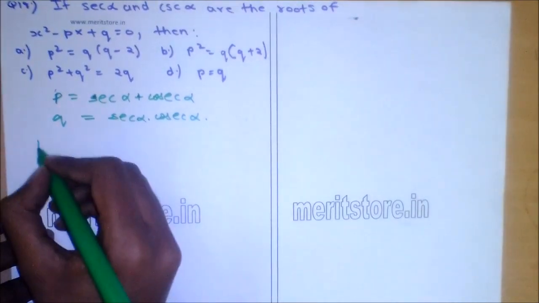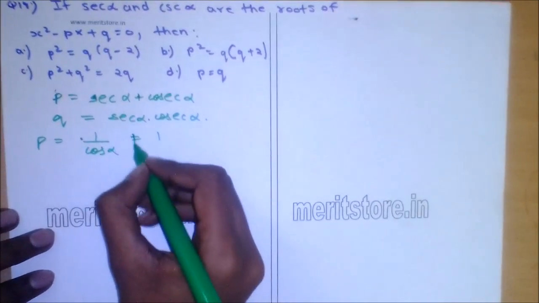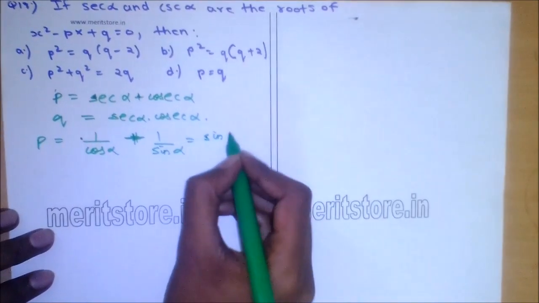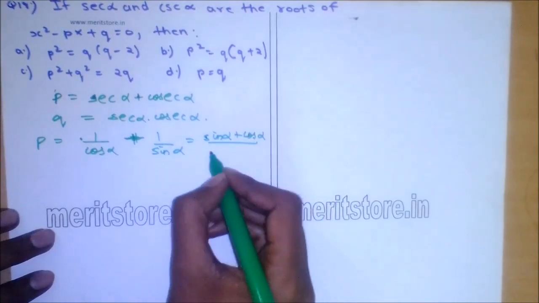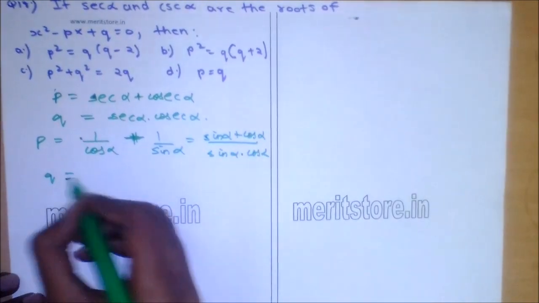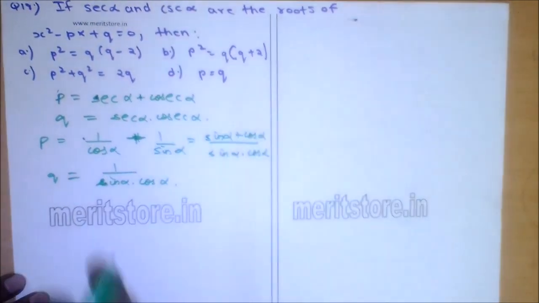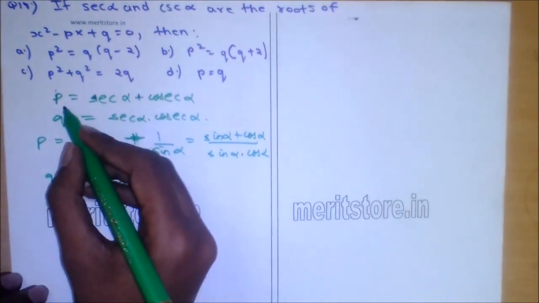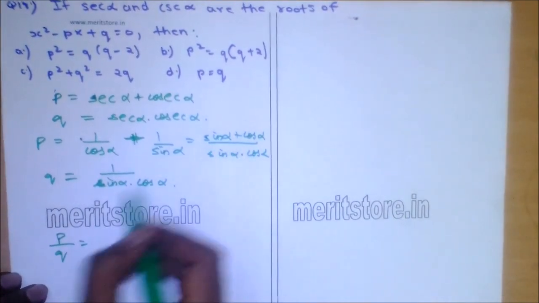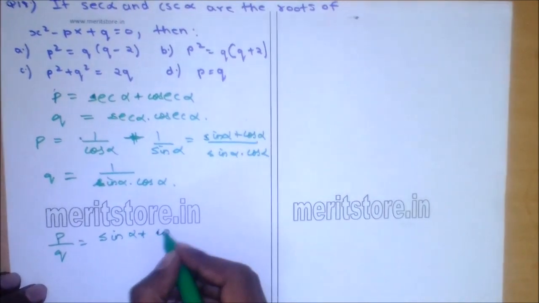We can simplify it further. So p equals sec alpha is 1 upon cos alpha and cosec alpha is 1 upon sin alpha. We cross multiply it and we get sin alpha plus cos alpha upon sin alpha cos alpha. Similarly for q, we get 1 upon sin alpha into cos alpha. Now when we divide p by q, since the denominators are same, they get cancelled. So what is left is sin alpha plus cos alpha.